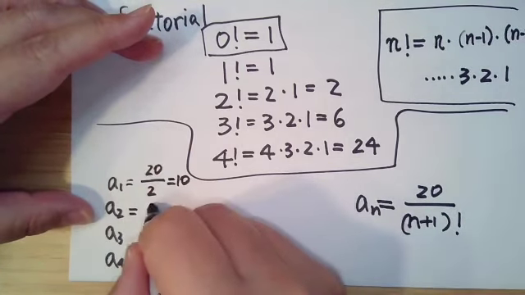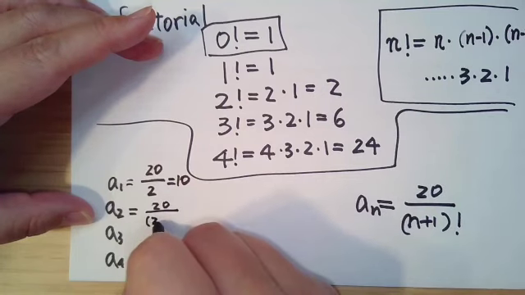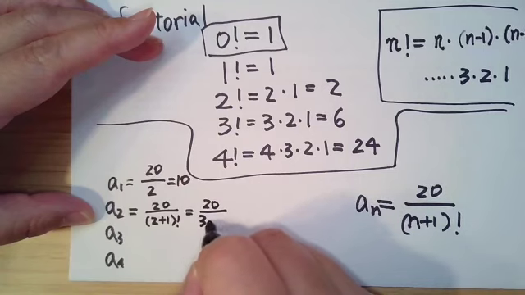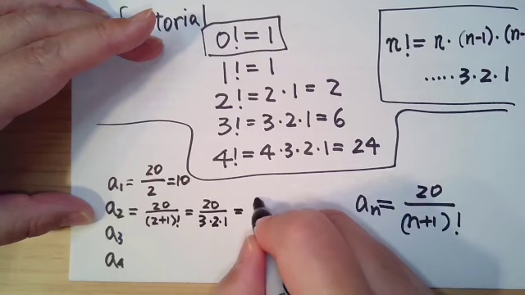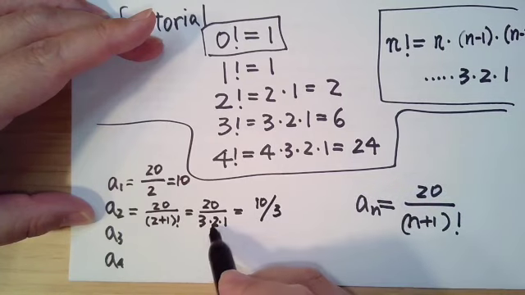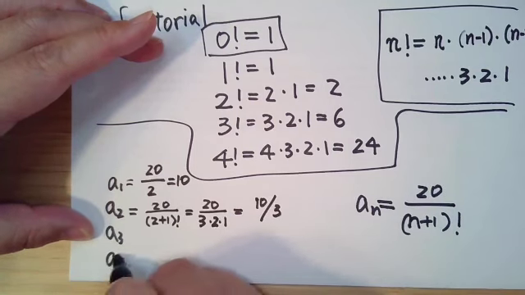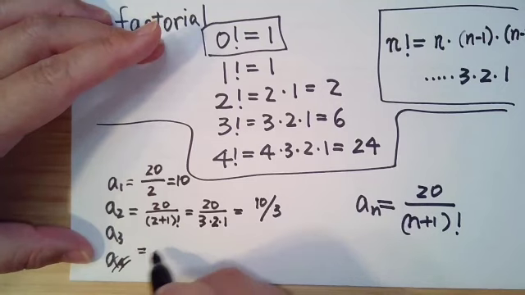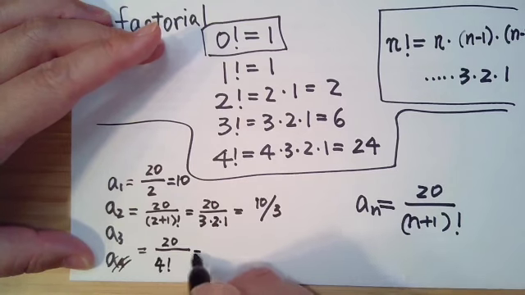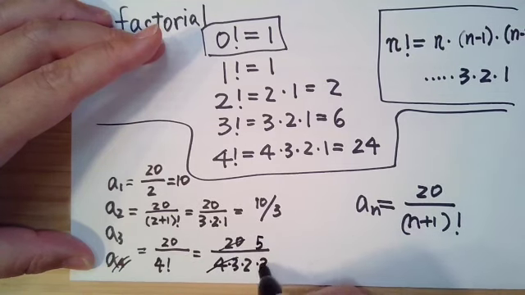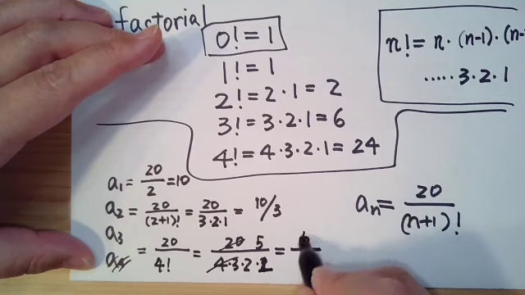So A2 is 20 divided by 2 plus 1 factorial. That is 20 divided by 3 times 2 times 1, and the answer is 10 over 3. Because the 1 doesn't count, so the 2 and 20 cross out to get a 10. What about A3? I don't have space, so I just write here. A3 equals 20 over 3 plus 1, which is 4 factorial, or 20 divided by 4 times 3 times 2 times 1. And the 4 crosses out with 20, you get a 5 on top. And so the answer is 5 over 6.